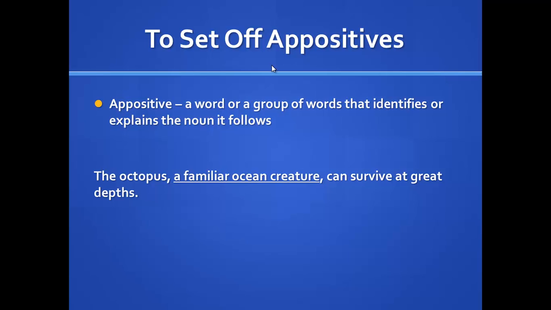Notice, we could take the appositive phrase out and just say, the octopus can survive at great depths. The sentence still makes sense. We could technically leave it out. And so that's how you know it's an appositive phrase, because it gives extra information. So again, you want to set that off with commas. You need a pair of commas in this instance.